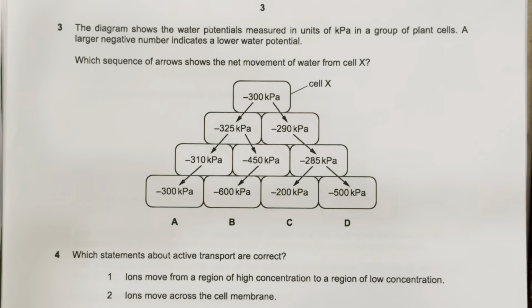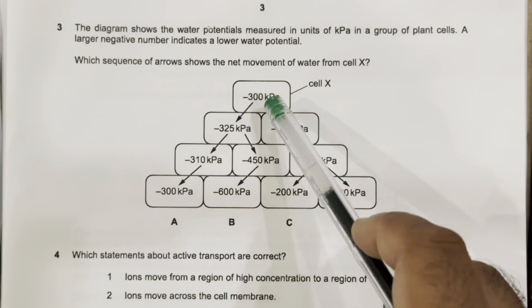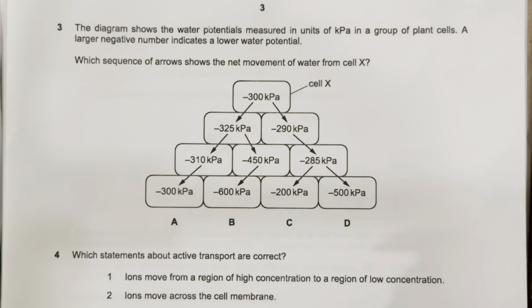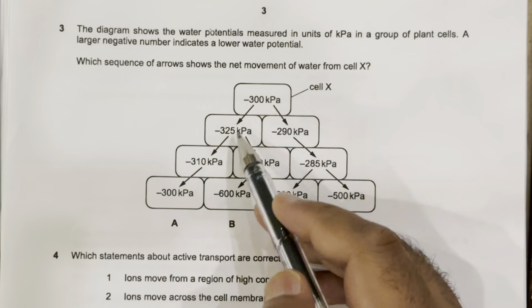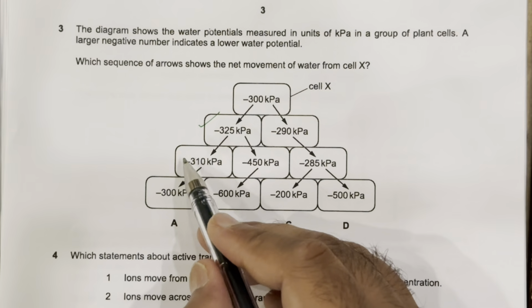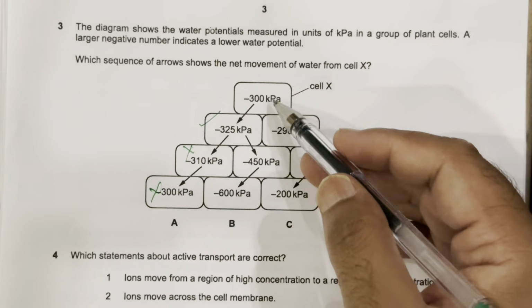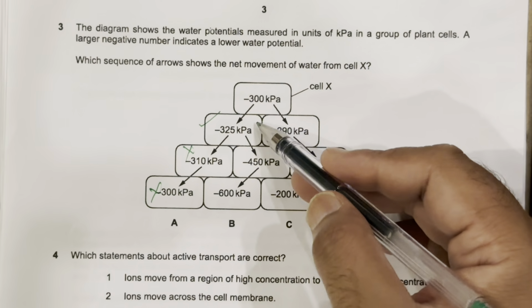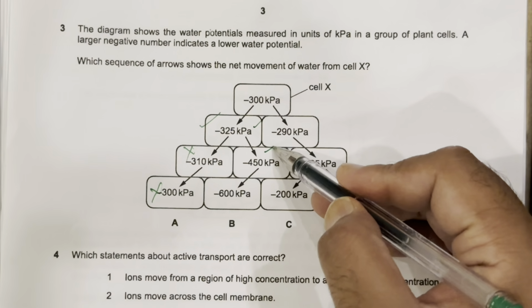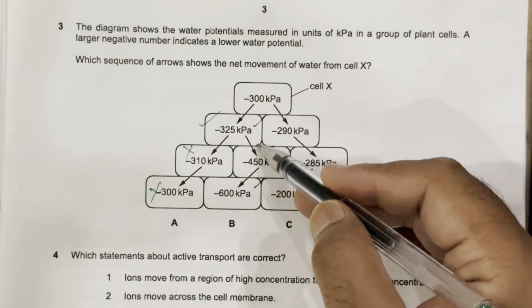The diagram shows the water potential measured in units of kilopascal in a group of plant cells. A larger negative number indicates a lower water potential. Which sequence of arrows shows the net movement of water from cell X? Okay, so it should be a larger negative value as we go downwards. If we look at option A, it is from -300 to -325, then it increases to -310. So this is not true, and this is a further decrease. Moving to option B, it is -300 to -325, then -450 and -600. Yes, it decreases in this way.